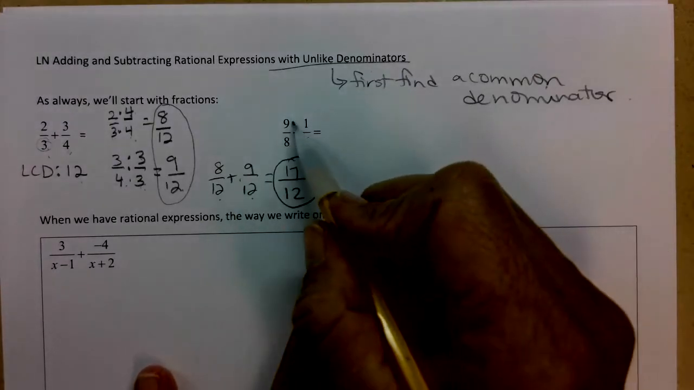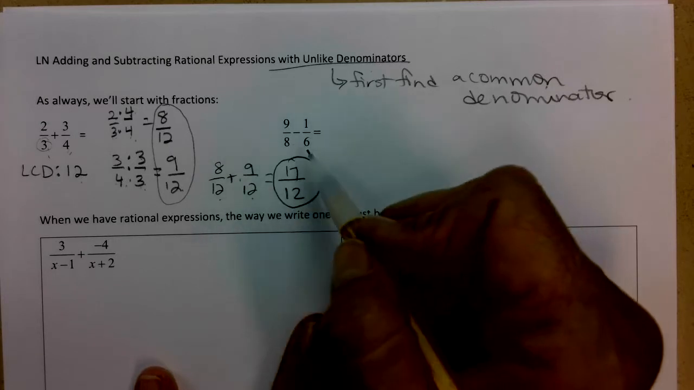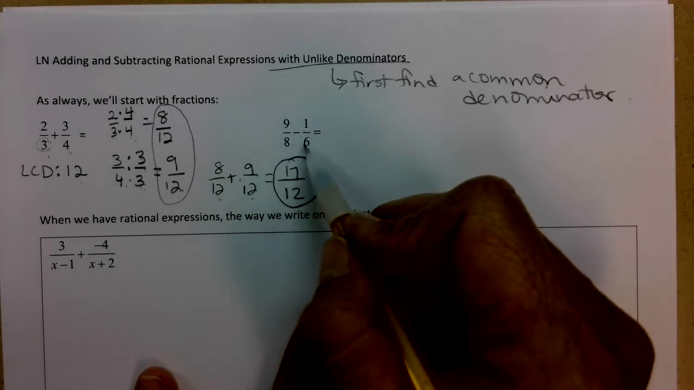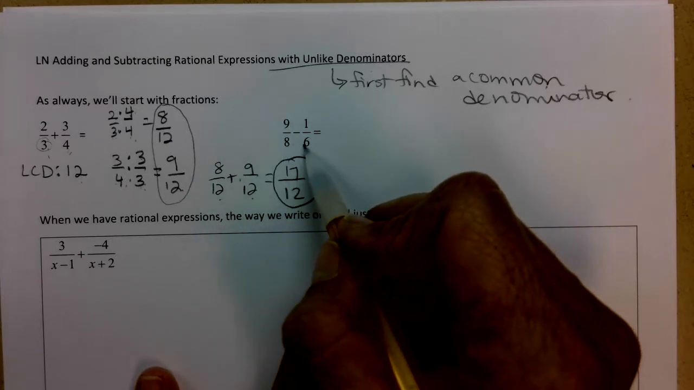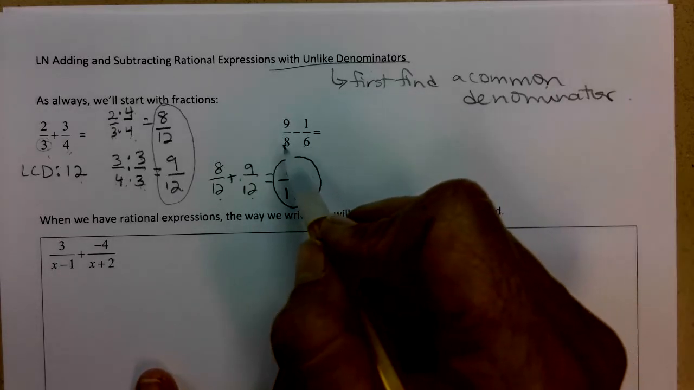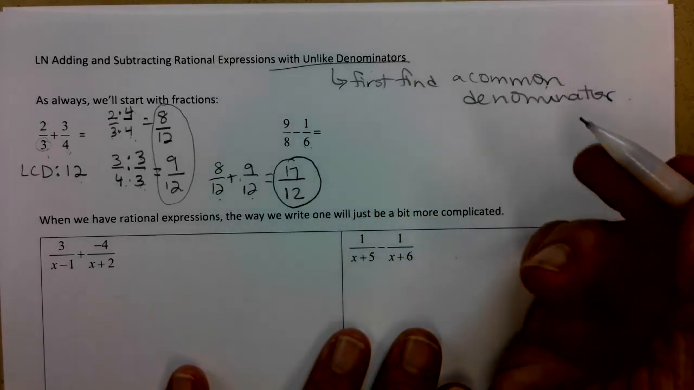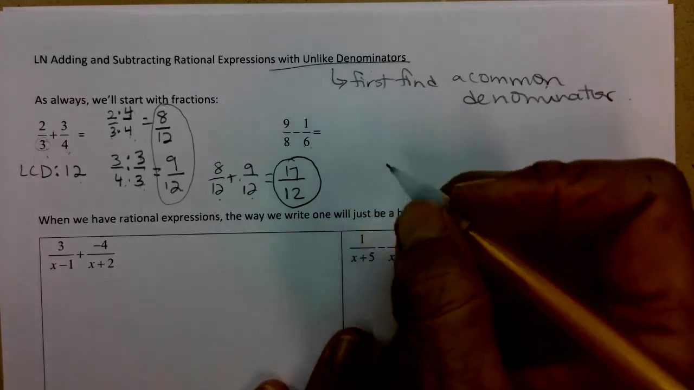So what if I'm subtracting? I have 9/8 minus 1/6. So now I want to find the lowest denominator, the smallest number that both 8 and 6 will go into. Right, so you could go to 48, you could just multiply them together, but that's going to lead to some numbers that are bigger than we need. So we're going to look for the smallest one.